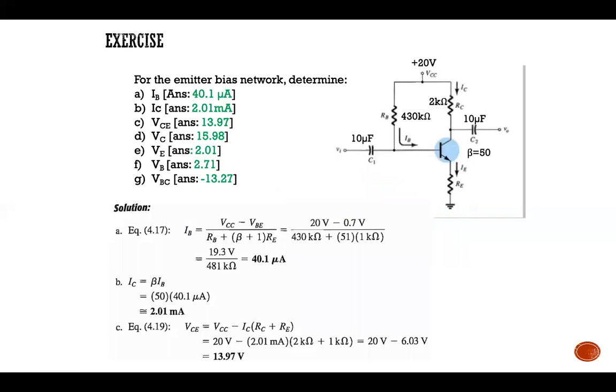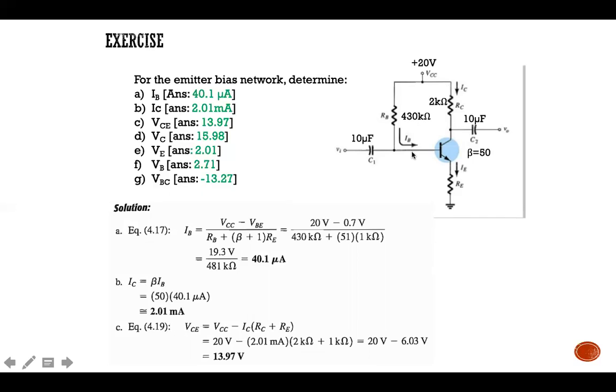Now let's do the exercise. For the emitter bias network, determine IB, IC, VCE, VC, VE, VB, VBC. Basically, to solve for this one is quite simple because the step is similar to the previous example. You just need to use basic KVL. So the first question, calculate for IB. For this IB, like I explained to you before, please use KVL. Show the calculation starting from the KVL equation.